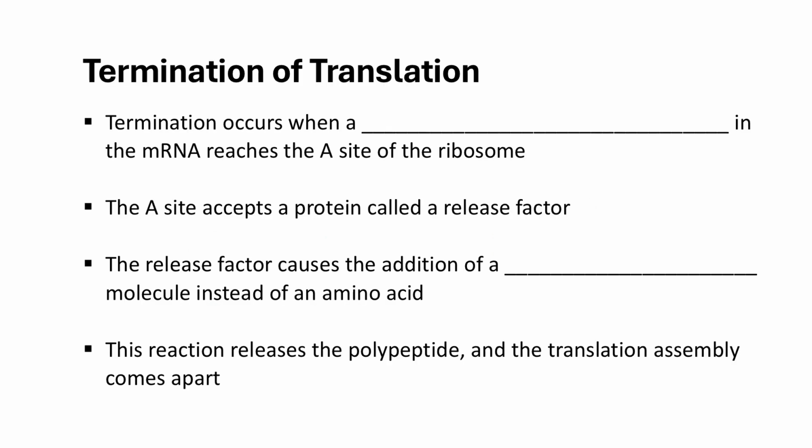Termination of translation is going to occur when a stop codon in the mRNA reaches the A site of the ribosome. The A site accepts a protein called a release factor. The release factor causes the addition of a water molecule instead of an amino acid. This reaction releases the polypeptide and the translation assembly comes apart.